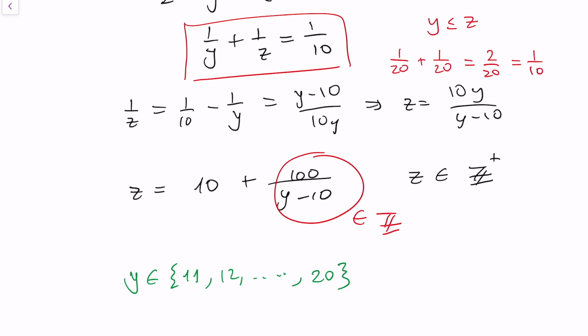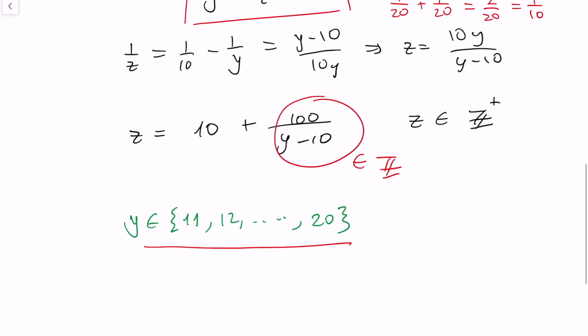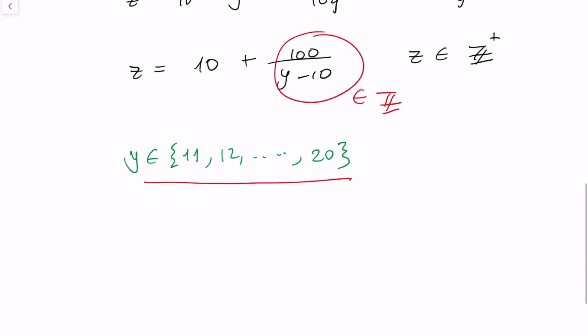So if y is bigger than 20, let's say if y is 21, z will have to be 21, or something bigger than 21, and it is impossible to get 1 over 10 on the other side. So this is the limit. This is the set y belongs to. All right. Now, why is that important? Well, it's important because it will reduce the number of trials that we have to do, right?